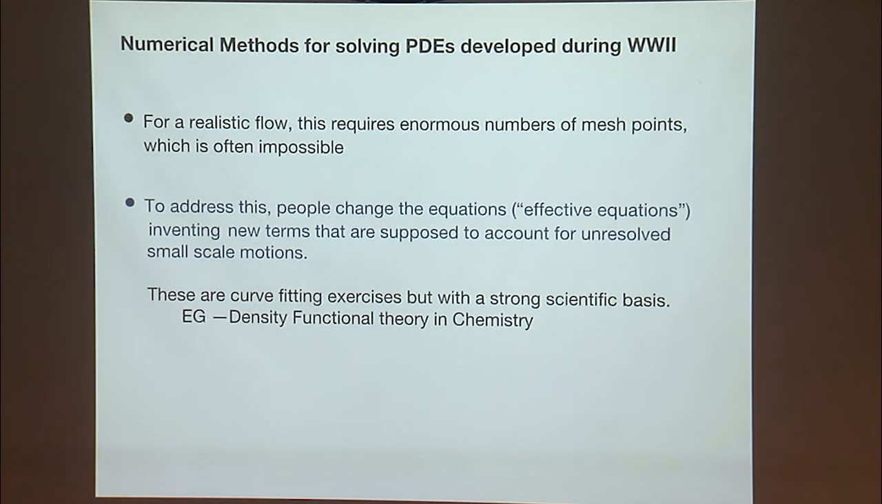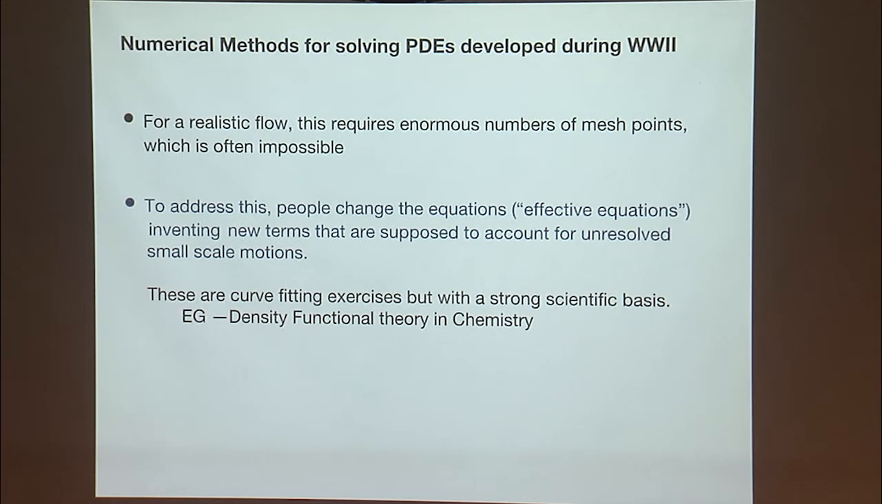You can pretend to justify it all you want, but the truth of the matter is, when you push it to the interesting regime, it's almost always unjustifiable. They're basically curve-fitting exercises. They have a strong scientific basis, but they're curve-fitting, and these sorts of hacks go on throughout science. So for example, there's density functional theory in chemistry, which is a similar hack to put together solutions to the Schrodinger equations that basically make sense.